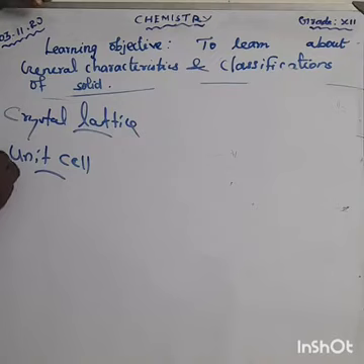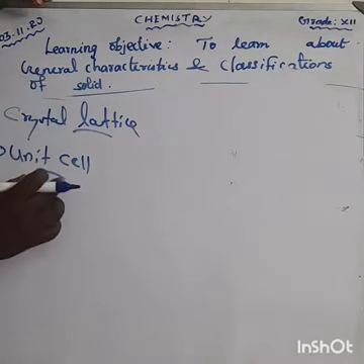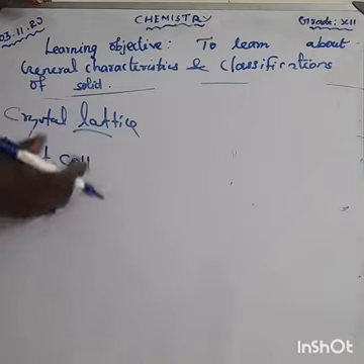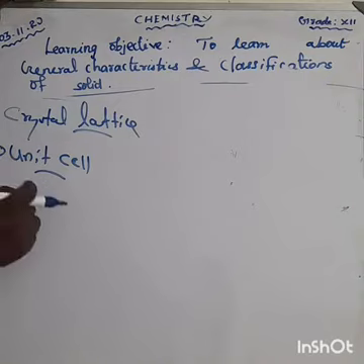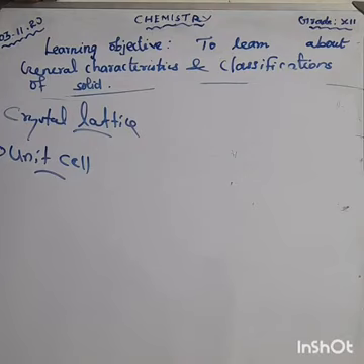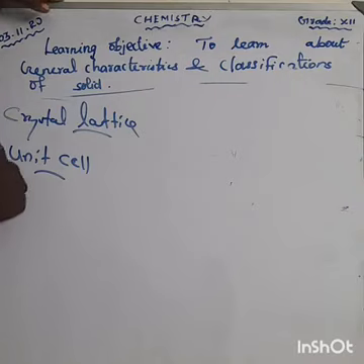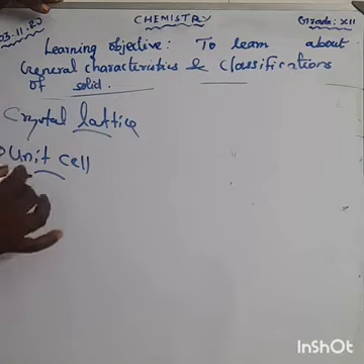The unit cell is very, very important. What is a unit cell? The fundamental repeating structural unit of the crystalline solid. That means the basic repeating structural unit of the crystalline solid is called the unit cell. And what are the primitive and non-primitive unit cells?